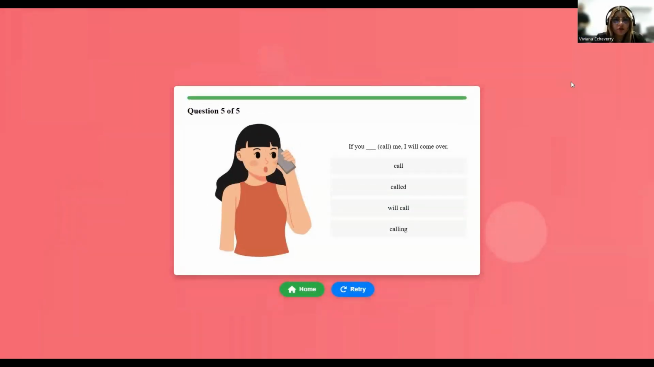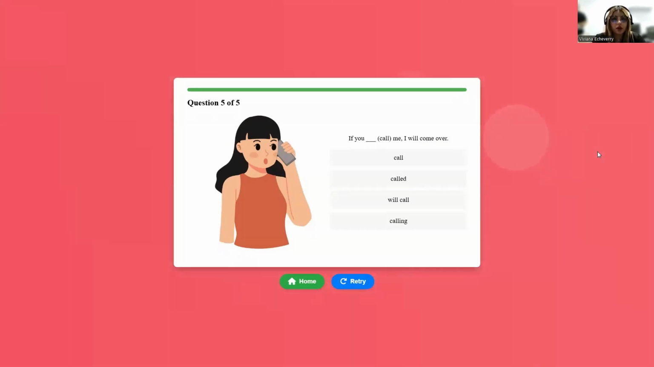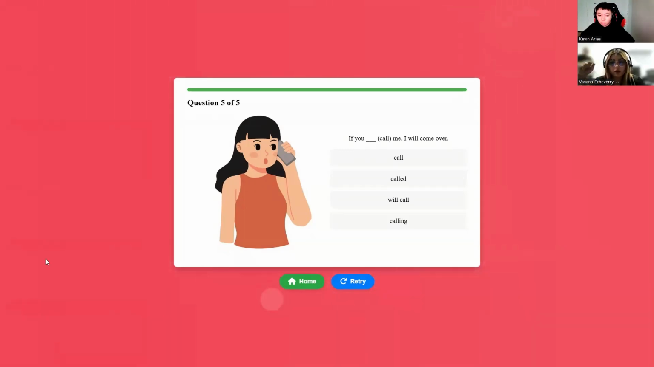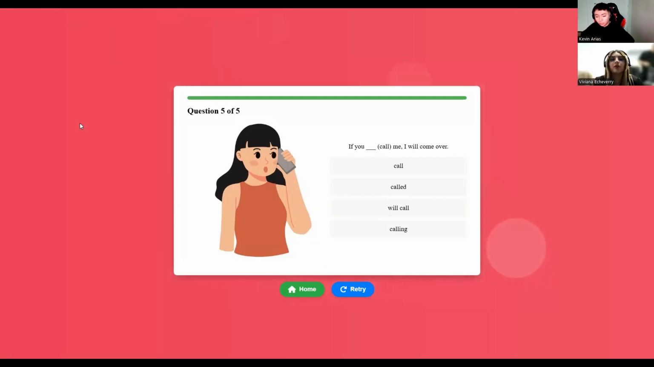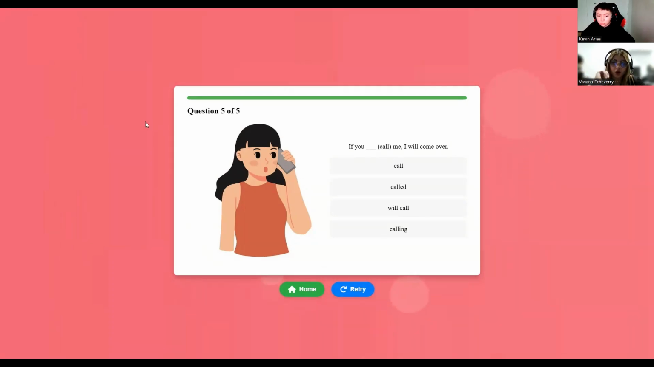Here we have our last question that says, "If you (call) me, I will come over." In the first conditional, we need to remember that the present form, in this case "call," our verb, follows "if" to indicate a real possibility in the future. So in this case, the correct answer is "call."